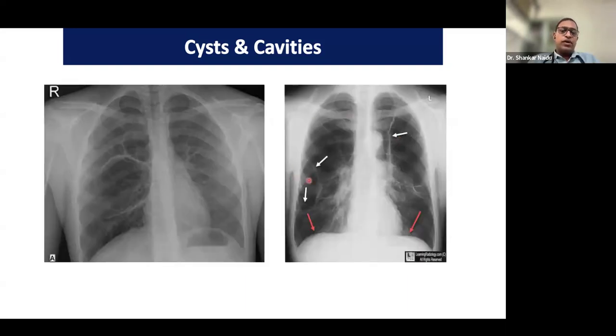So these are examples of cysts and bullae in the lungs. As compared to cavities, usually the cyst will have a thinner wall, and they may be single or multiple depending on the underlying etiology. Again, these are multiple bullae in the chest X-ray noted in one of the patients.